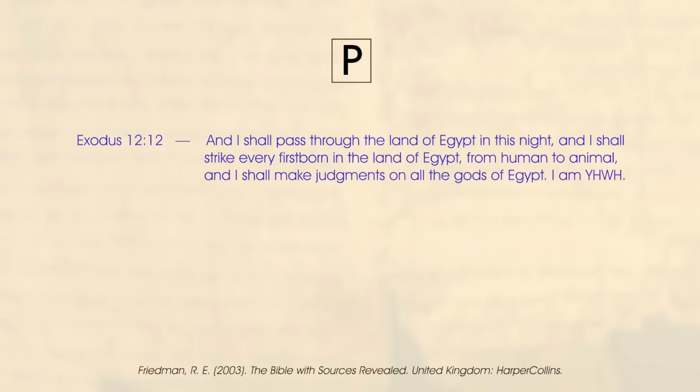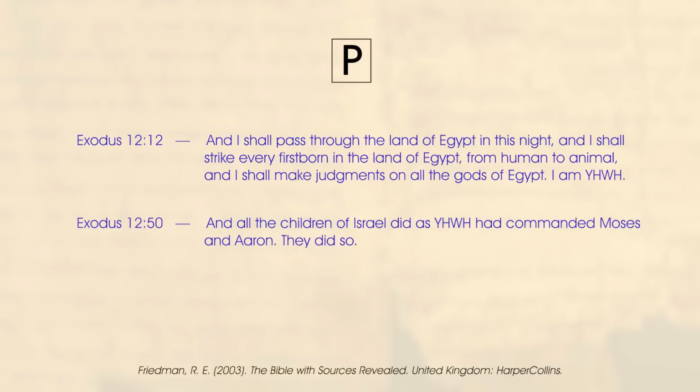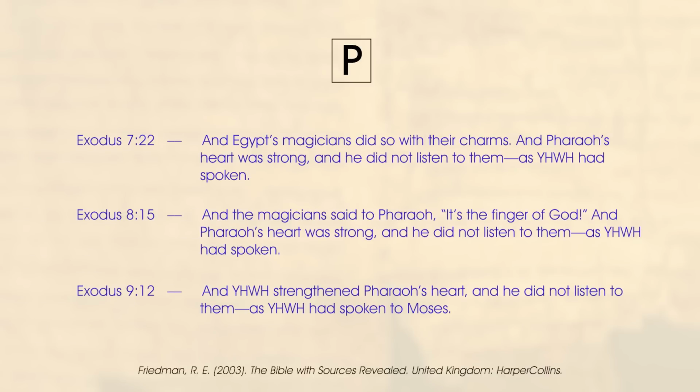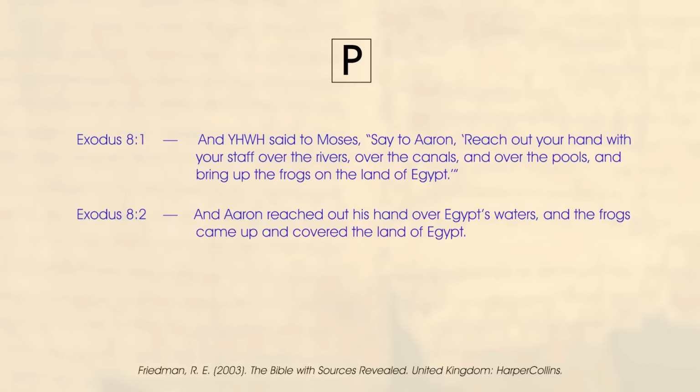The P source also has gaps in the narrative. It is missing the 10th plague. It goes from the Lord announcing he will pass through the land and strike down the firstborn to Israel leaving Egypt, with no account of the final plague or Pharaoh finally relenting. The plagues assigned to P conclude with the Pharaoh hardening his heart, except for the plague of frogs. It's missing a verse of the Pharaoh hardening his heart.